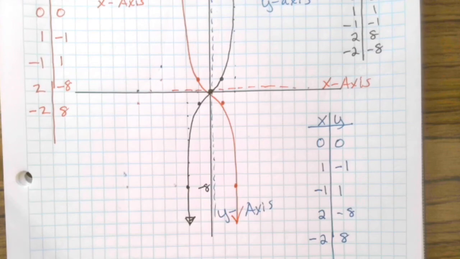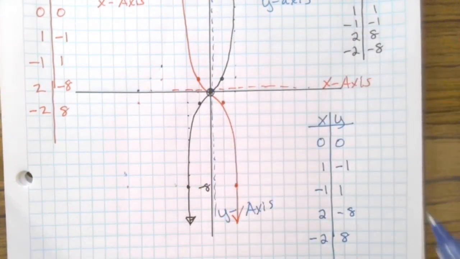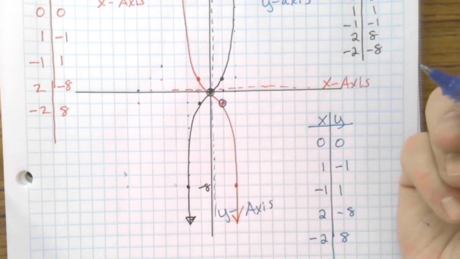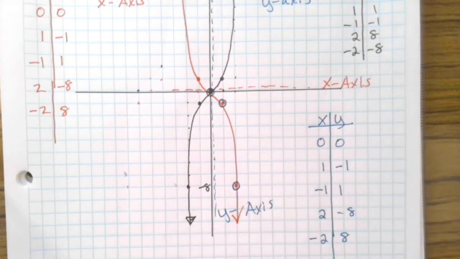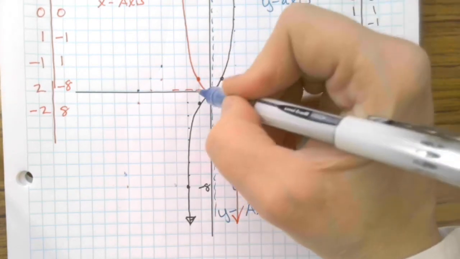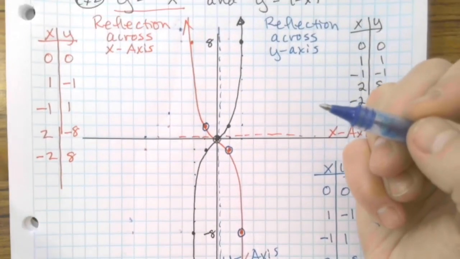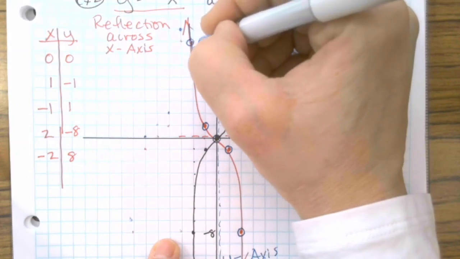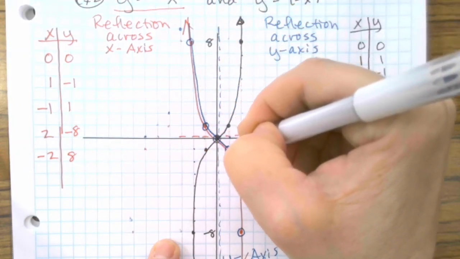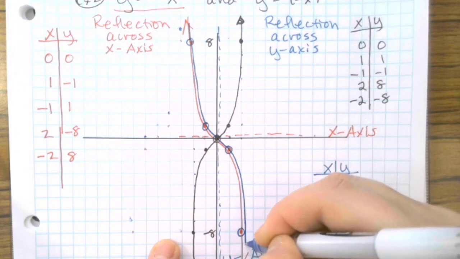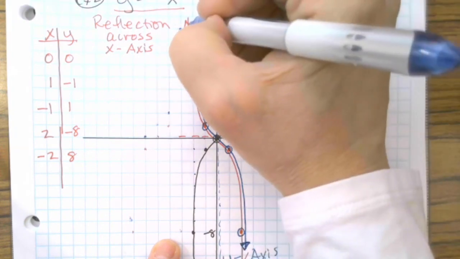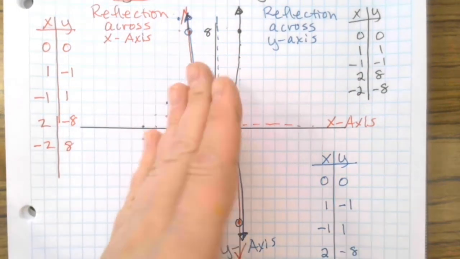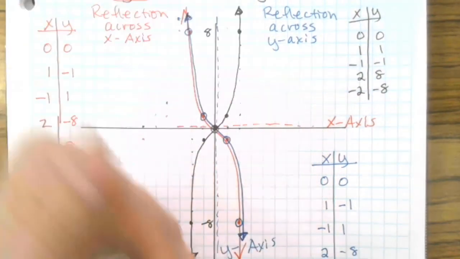And let's go ahead and plot those. So (0, 0), that never changes. (1, -1), we're right there. (2, -8) is here. (-1, 1) is here. And (-2, 8) is here. So, in fact, our reflection across the y-axis ends up being exactly the same graph. Which makes sense because it's symmetrical this way and it's symmetrical that way.